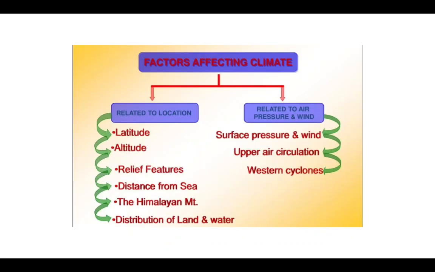Now when we talk about the factors affecting climate, there are two components which affect the climate of any given country: those related to location, and those related to air pressure and wind. If we talk about location, it can be latitude, altitude, relief feature, distance from the sea, the Himalayan mountains, and distribution of land and water. These are related to location and affect the climate of any particular area. And for air pressure and wind, the factors are surface pressure and wind, upper air circulation and western cyclones.